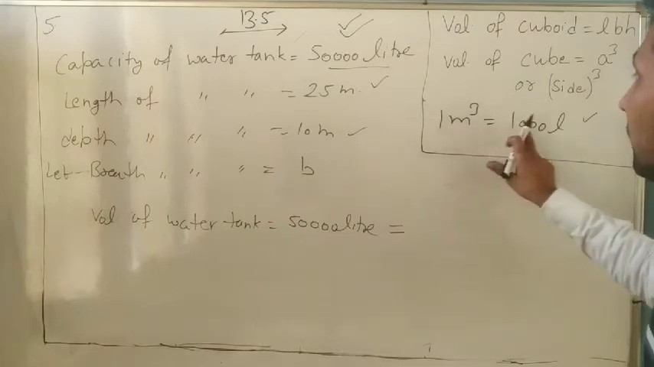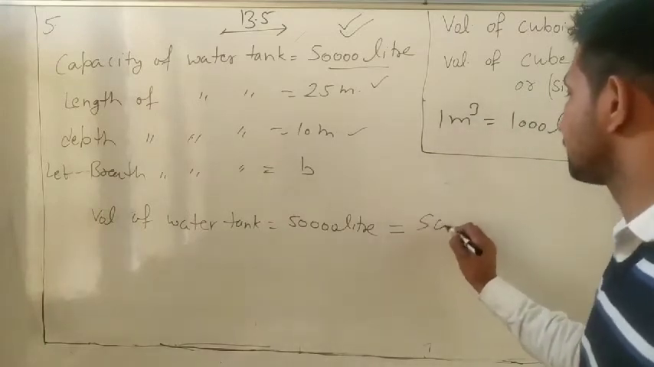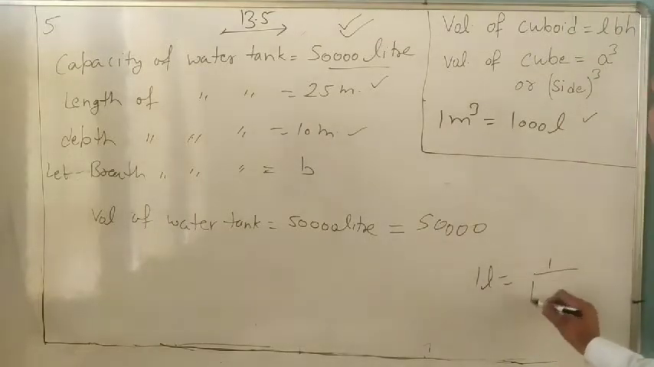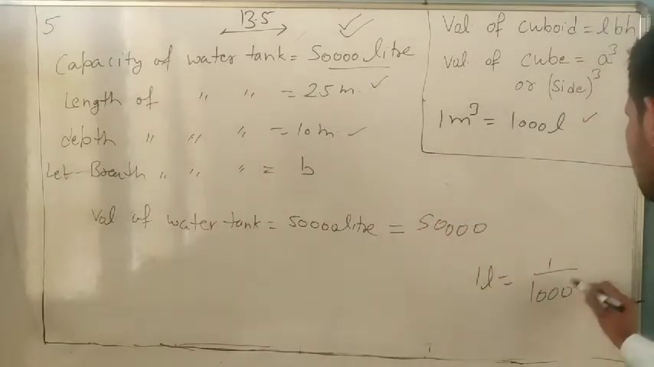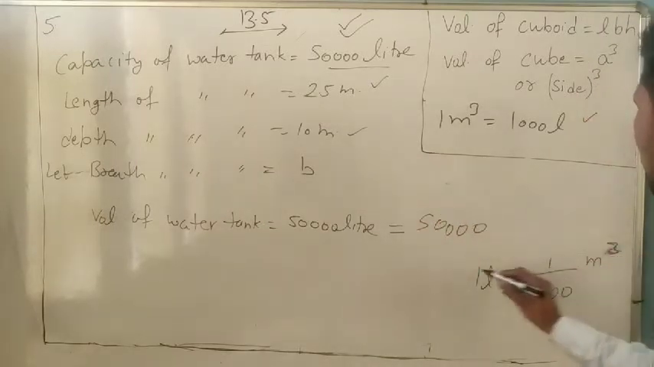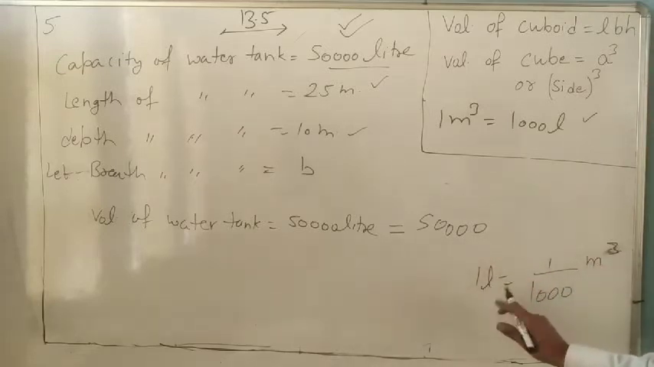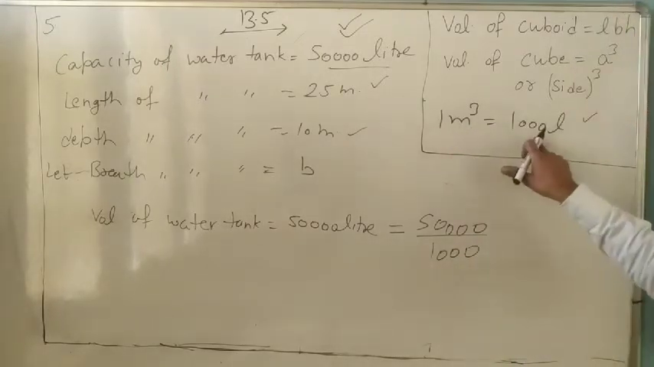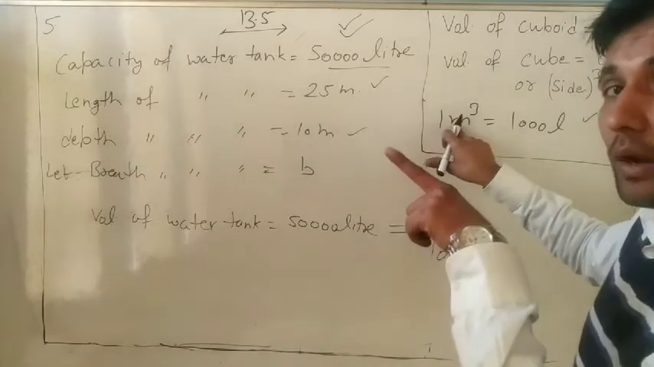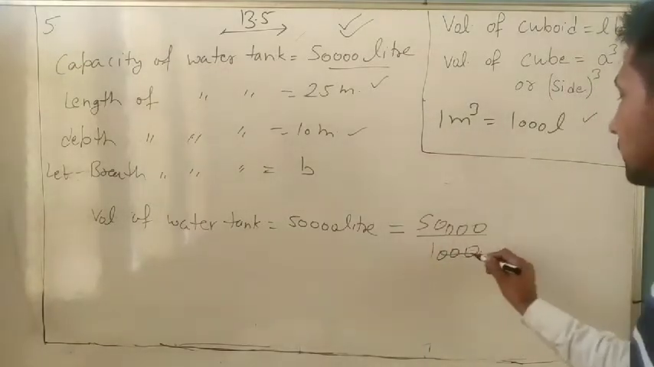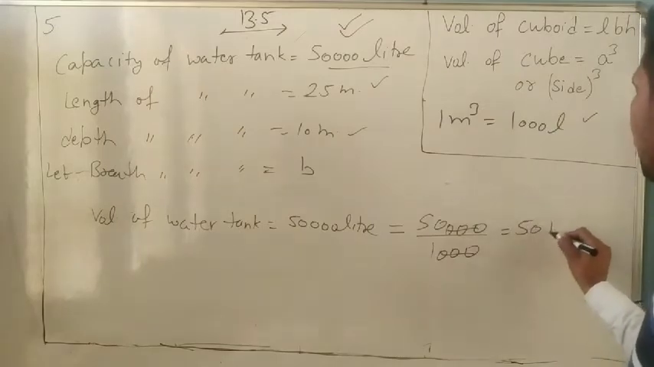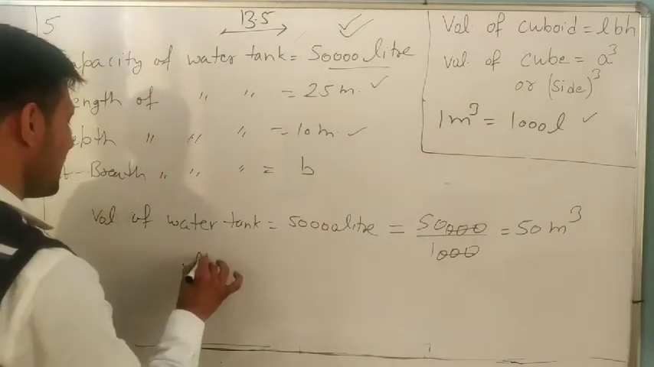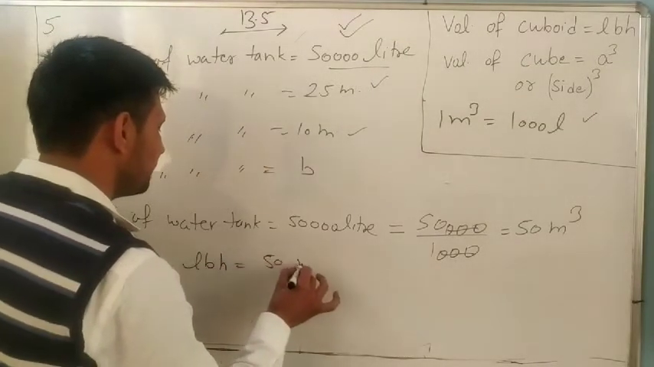Because 1 meter cube equals 1000 liter, how will we change it into meter cube? It means 1 liter equals 1 by 1000 meter cube. So 50,000 is divided by 1000, and zeros cancel. So what is the volume of the water tank? 50 meter cube. That means L into B into H is 50 meter cube.